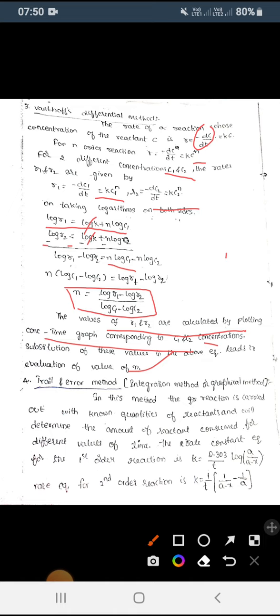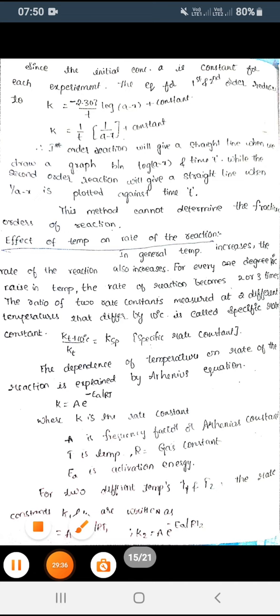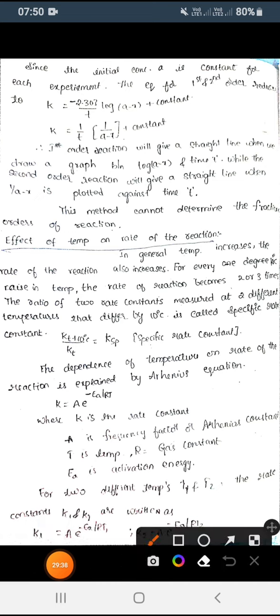Now let us see the trial and error method. In the trial and error method, the reaction is carried out with a known quantity of the reactant, and we determine how much of the reactant is consumed with time. We have seen the rate constant for a first order reaction, for a second order reaction, and in the same way for a third order reaction also.